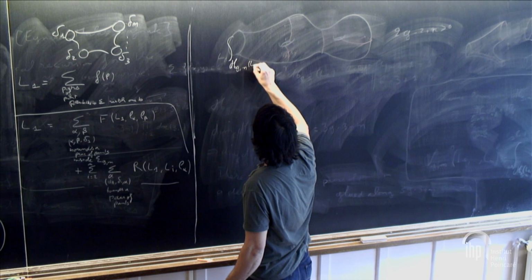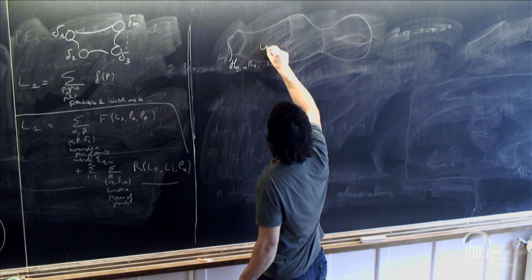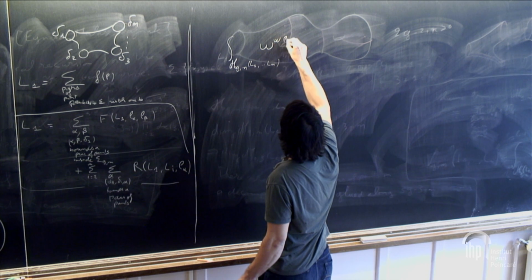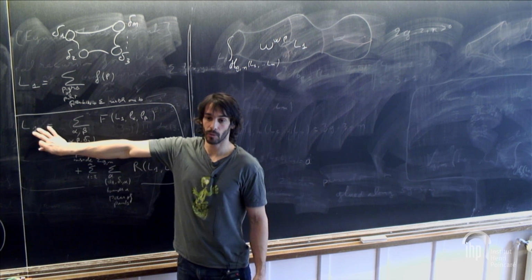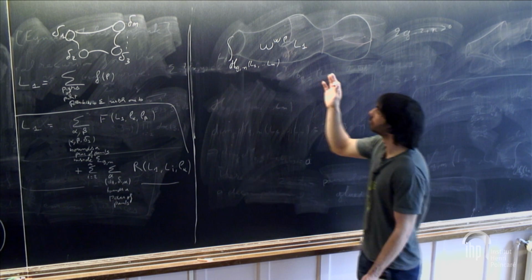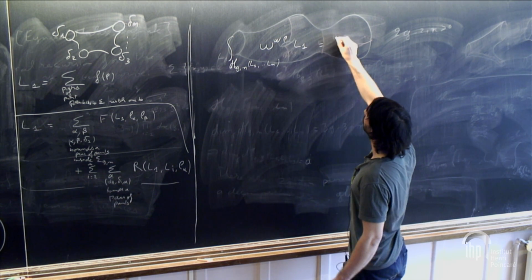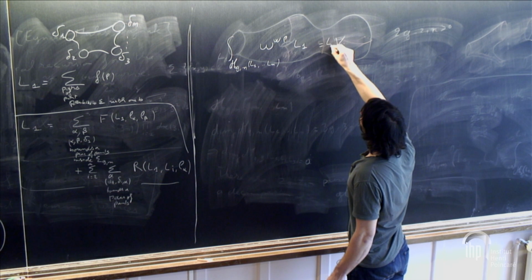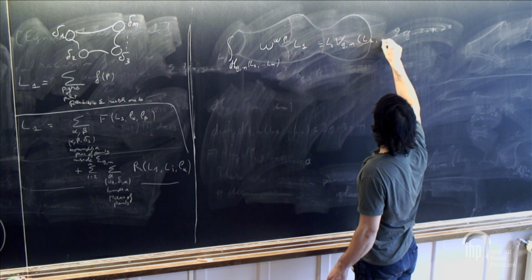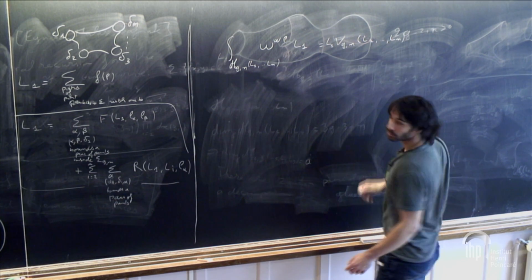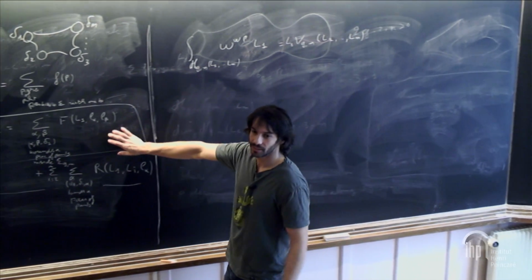M_{g,n} of L1, ..., Ln, omega by Peterson of L1. So I'm just integrating the function L1 over this moduli space. L1, I can take it out. So that's just equal to L1 times V_{g,n} of L1, ..., Ln. What about the right-hand side?